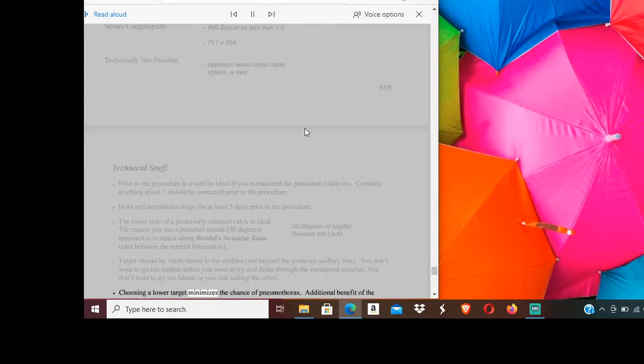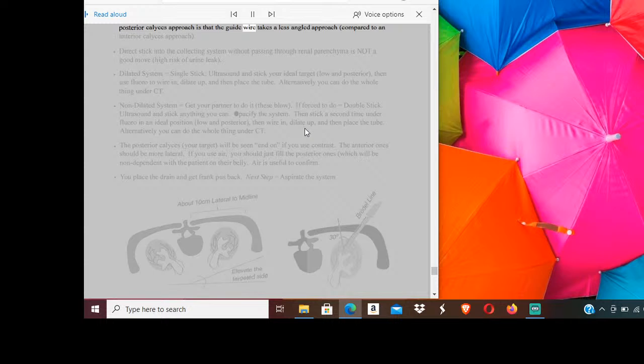Choosing a lower target minimizes the chance of pneumothorax. Additional benefit of the posterior calyces approach is that the guide wire takes a less angled approach compared to an anterior calyces approach. Direct stick into the collecting system without passing through renal parenchyma is not a good move, high risk of urine leak. Dilated system equals single stick: ultrasound and stick your ideal target, low and posterior, then use fluoro to wire in, dilate up, and then place the tube.